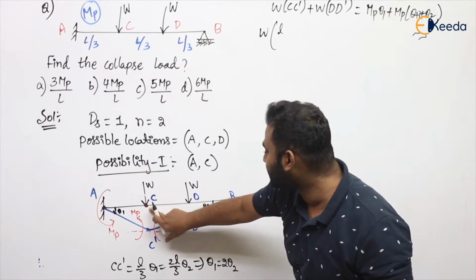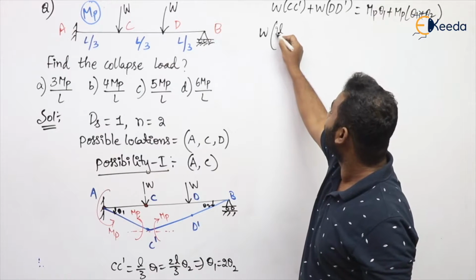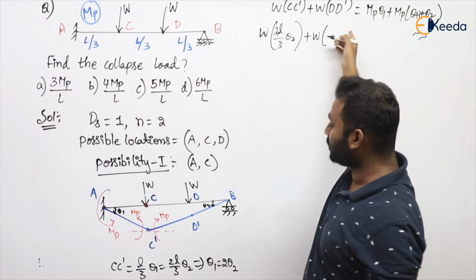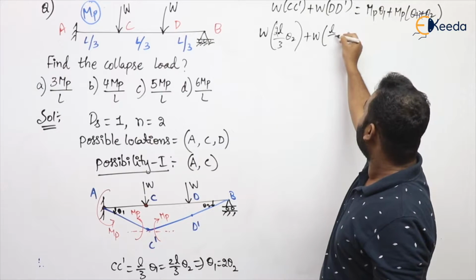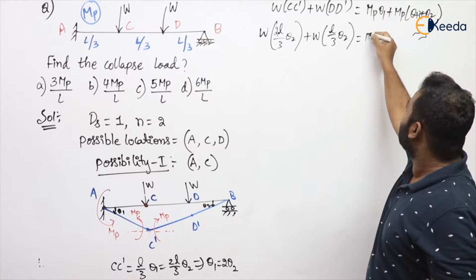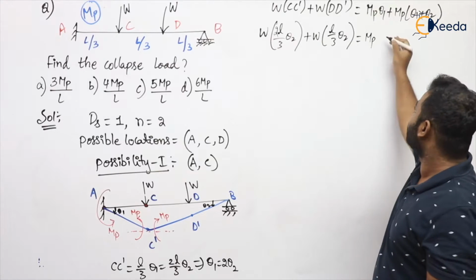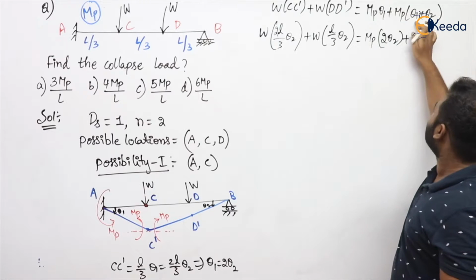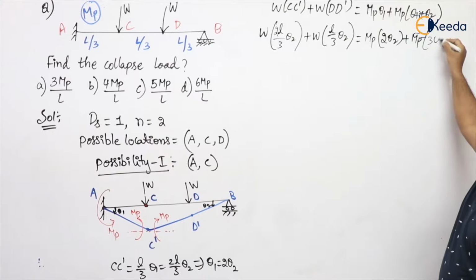Now what is CC dash in terms of theta 2? That is 2L by 3 theta 2, plus W into DD dash. How much is DD dash in terms of theta 2? That is L by 3 theta 2. This is equal to MP. So wherever theta 1 is there, replace it with 2 theta 2. 2 theta 2 plus MP into, so theta 1 is 2 theta 2, so 2 theta 2 plus theta 2. That is 3 theta 2.